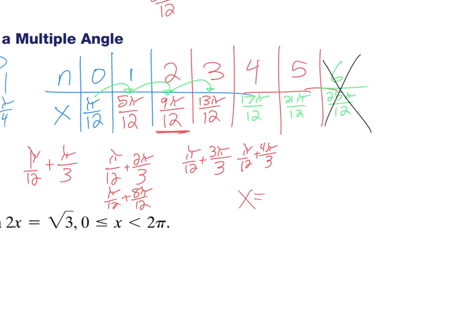So x equals pi twelfths, 5 pi twelfths, 9 pi twelfths, 13 pi twelfths, 17 pi twelfths, and 21 pi twelfths.